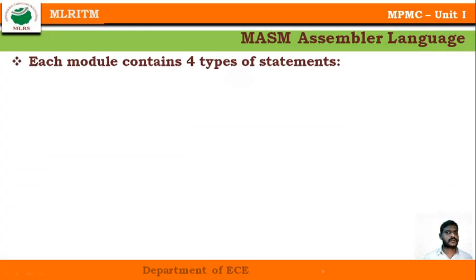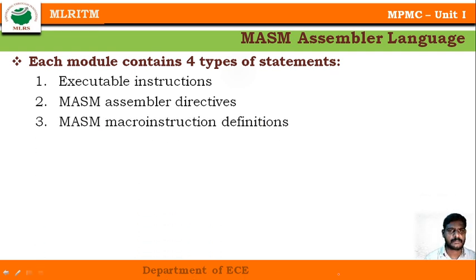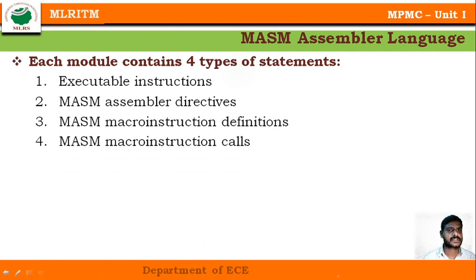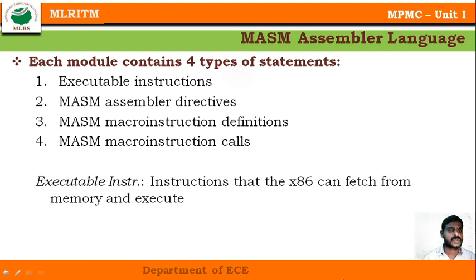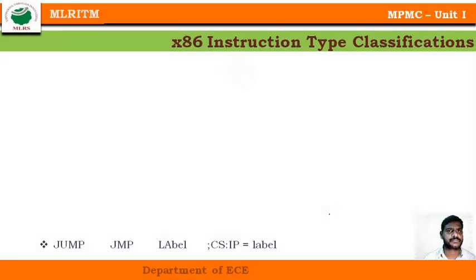So each module contains four types of statements: executable instructions, MASM assembler directives, MASM macro instruction definitions, and MASM macro instructions for calling. Executable instructions are nothing but what my 8086 can fetch from the memory and execute, and the assembler supplies directives that guide it to translate the MASM macros, definitions and other instructions.